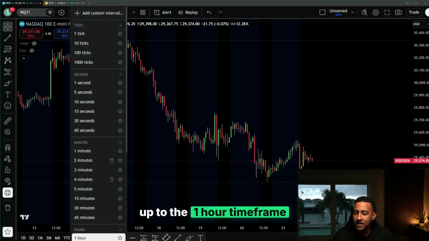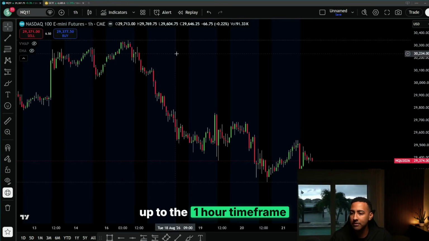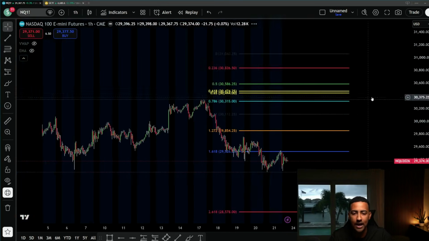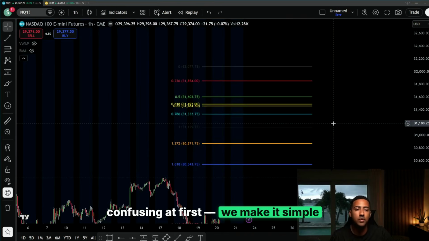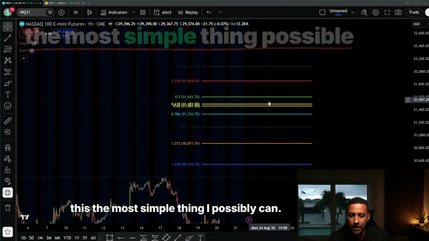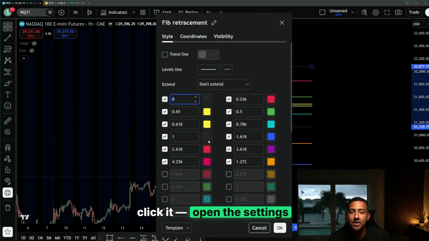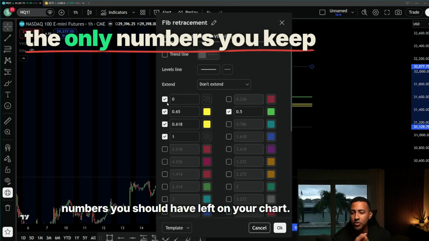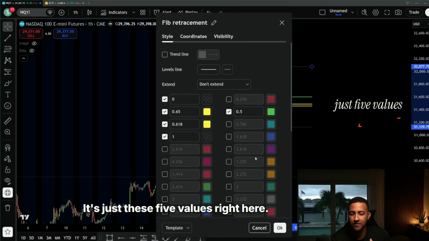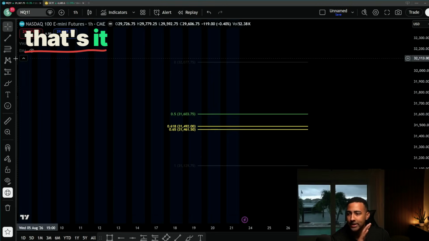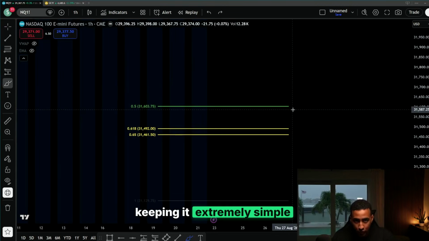So we're going to go up to the 1 hour time frame today, and we're going to do something very, very simple. We're going to use this tool right here called the Fibonacci retracement tool. Now, this is probably one of the most confusing things that you will see as a trader if you're just starting out. So what I want to do is make this the most simple thing I possibly can. We're going to click on this and go into the settings and take away a few of these numbers. So once you're done, these are the only numbers you should have left on your chart. It's just these 5 values right here, and it will look like this. Just 2 yellow lines and a green line. That's it. So we're going to keep things extremely simple.